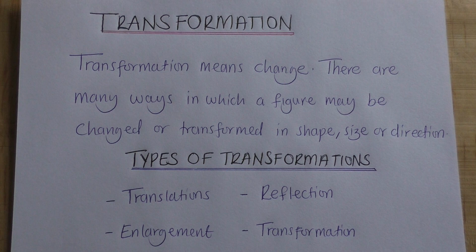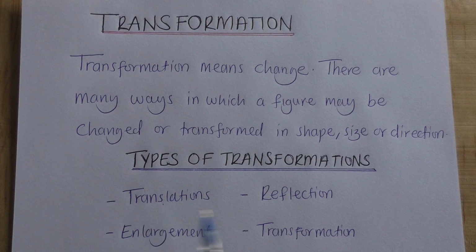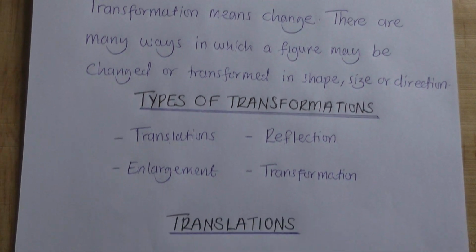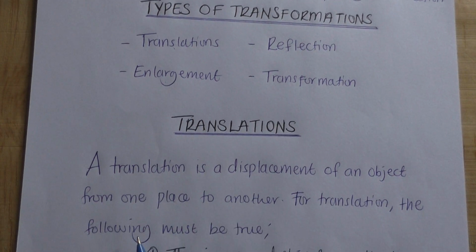Transformation means change, and there are many ways in which a figure may be changed or transformed in size, shape, or direction. These are some of the transformation types we have: translation, reflection, enlargement, or transformation by matrix. We shall start with the translation.